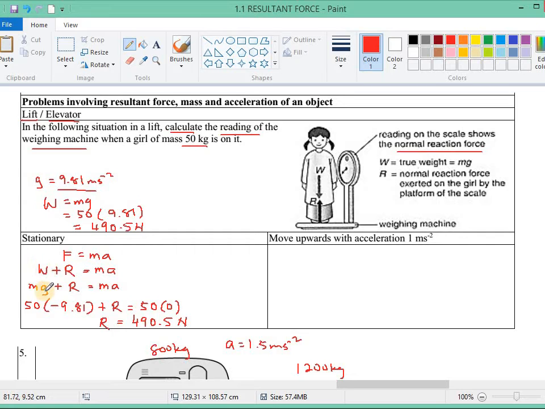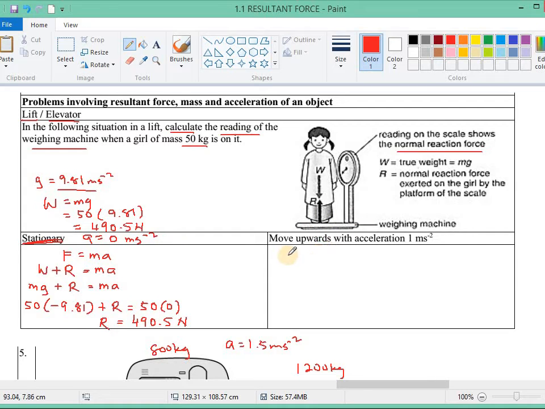So how to calculate? The weight is mg, plus reaction, equals ma. The mass is 50 kg, the gravitational acceleration is negative 9.81. Why negative 9.81? Because the gravitational acceleration is downward, so we put negative. Plus reaction equals 50, the mass, times the acceleration, which is 0. Why acceleration 0? Because stationary. When the object is stationary, of course the acceleration is 0 meters per second squared. We calculate and get that the reaction force is 490.5 newton, which is the same as the weight of the girl. So when the lift is stationary, the weight and the reaction are equal.